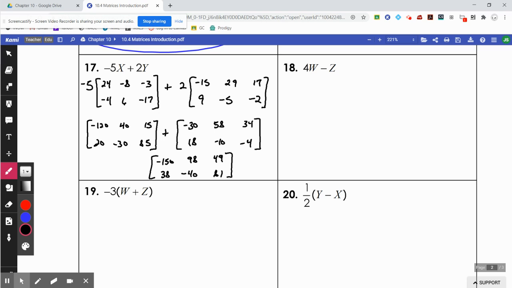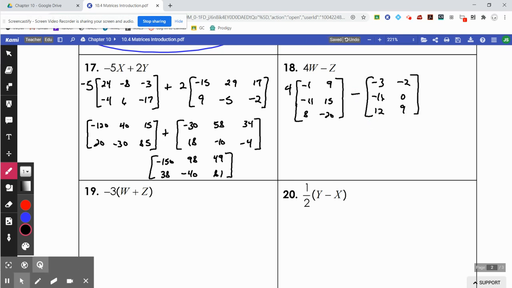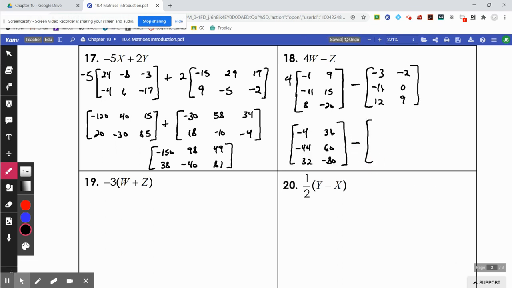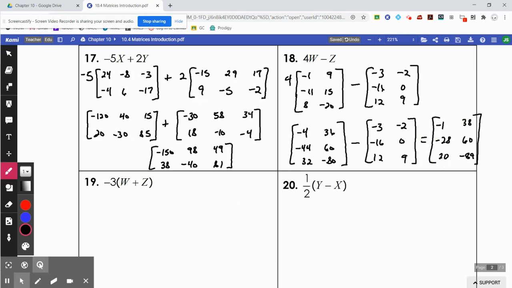Number 18, 4W minus Z. We're going to do 4 times matrix W. And then we're going to subtract matrix Z. So again, just follow proper order of operations like we did on the last problem. First step, let's multiply everything in matrix W by 4. And then we're just going to simply do minus matrix Z. And to do that, we're simply going to subtract corresponding elements, and there's what we get.